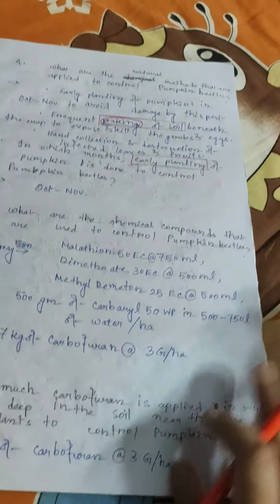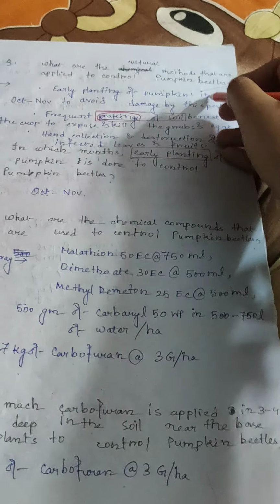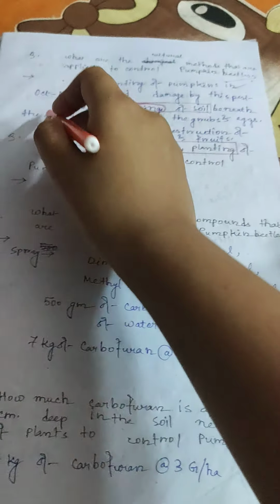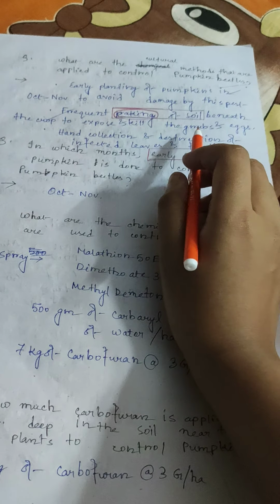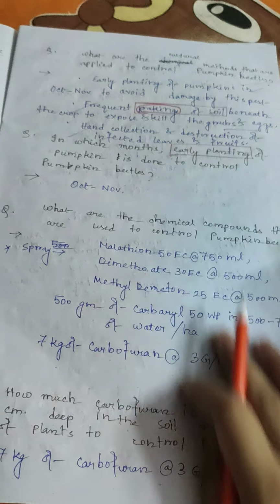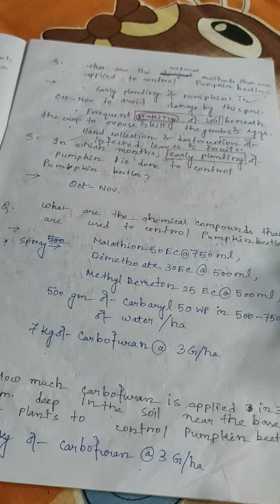What are the cultural methods applied to control pumpkin beetles? Early planting of pumpkin in October to November to avoid damage by this pest. Frequent raking of soil beneath the crop to expose and kill the grubs and eggs. Hand collection and destruction of infested leaves and fruits.